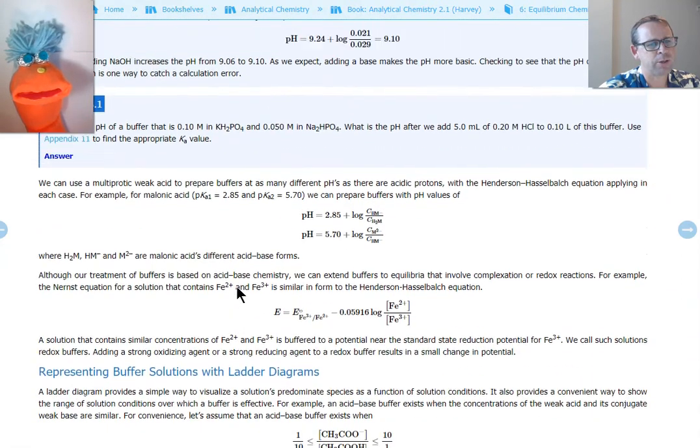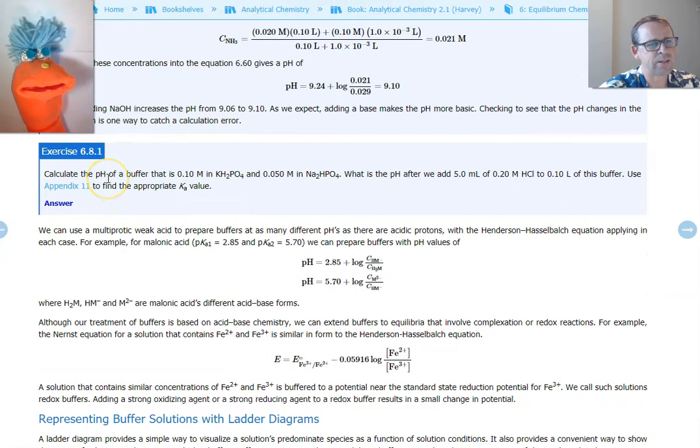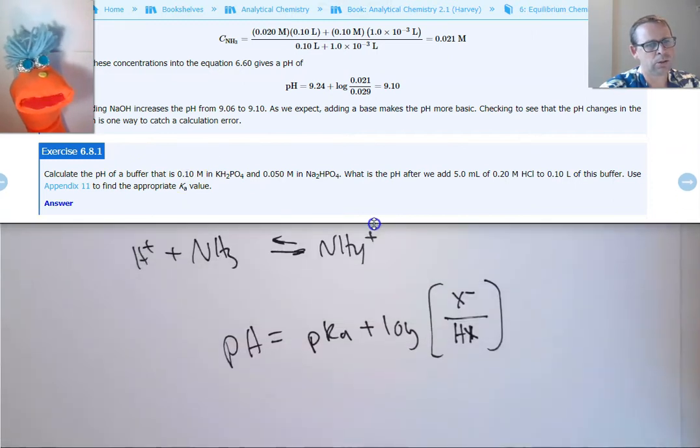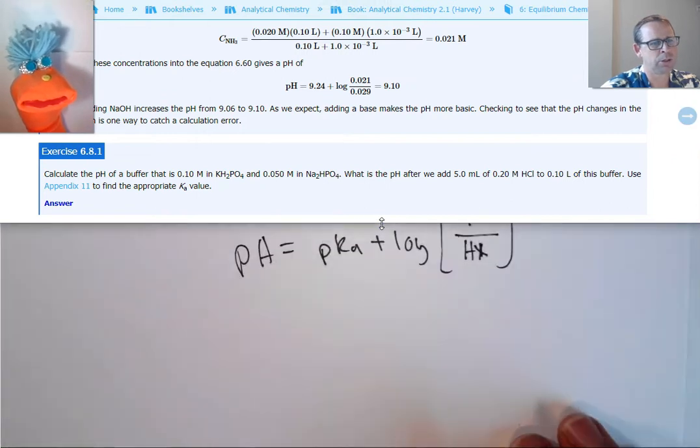Okay, very good. Let's calculate the pH of a buffer that is 0.1 molar KH2PO4 and 0.05 molar Na2HPO4. All right. Oh, we skipped the second part over there. We'll do it for this one down here. Okay. What will our pH be? How do we do this one? We need the Henderson-Hasselbalch equation.